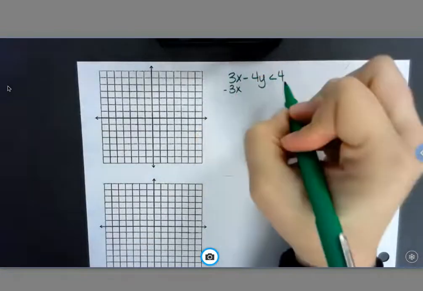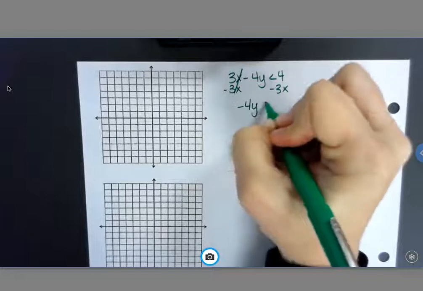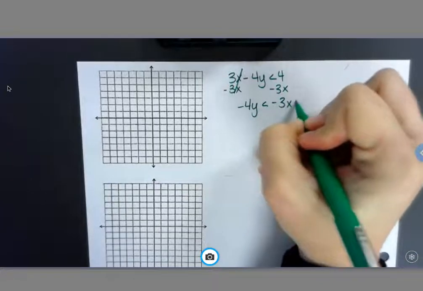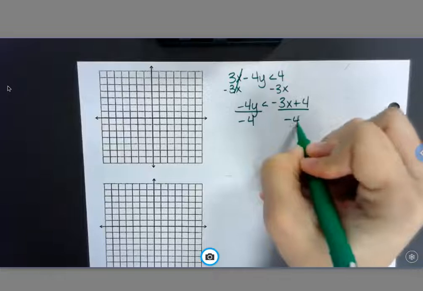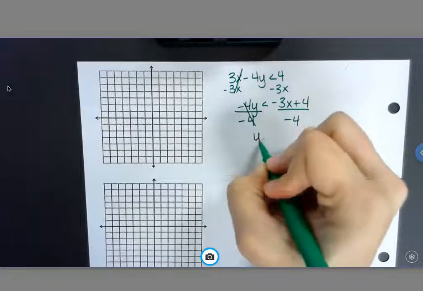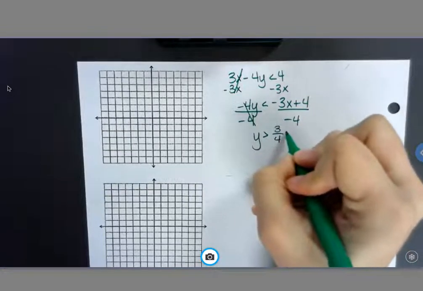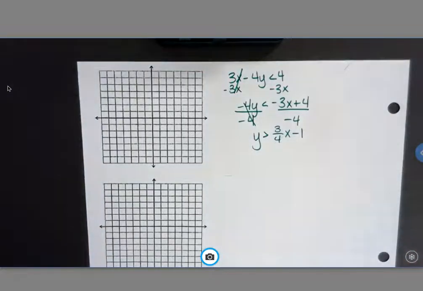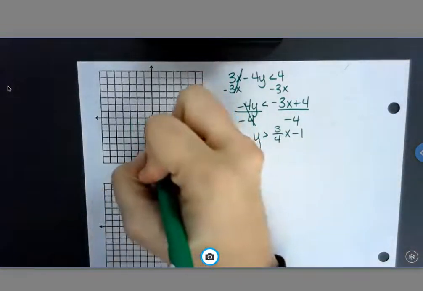So -3x to the other side, -4y minus 3x plus 4, divide by -4. I divided by a negative, so I have to flip my inequality. So I have 3/4x minus 1. So that's what I'm going to be graphing now. So graph that.